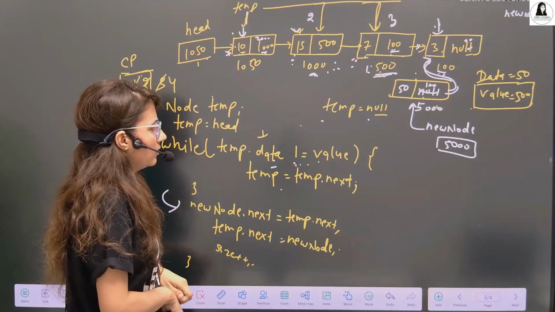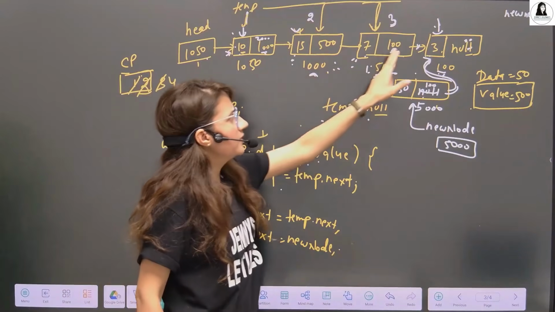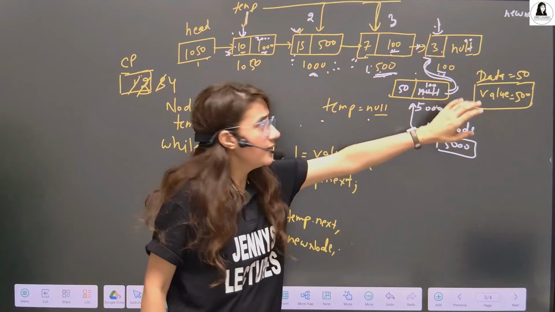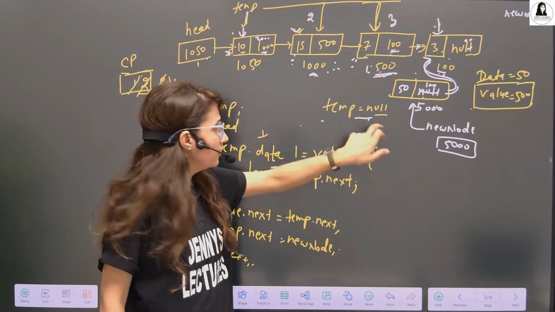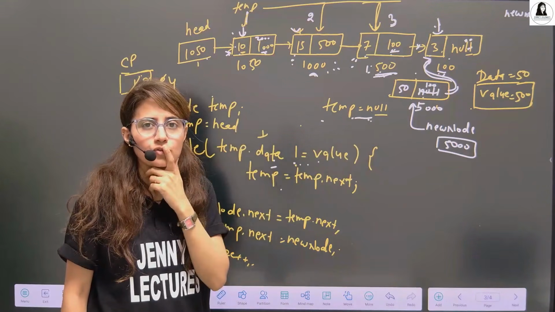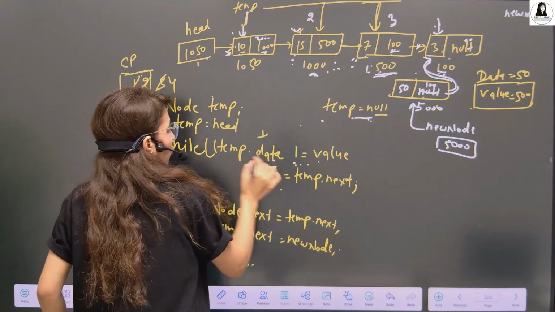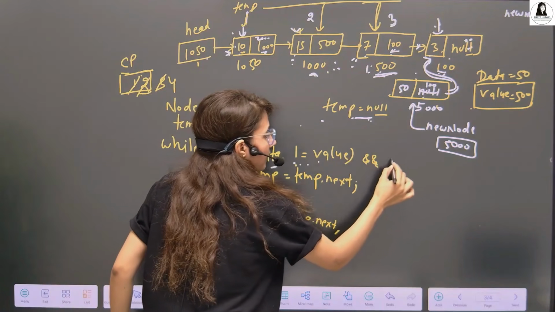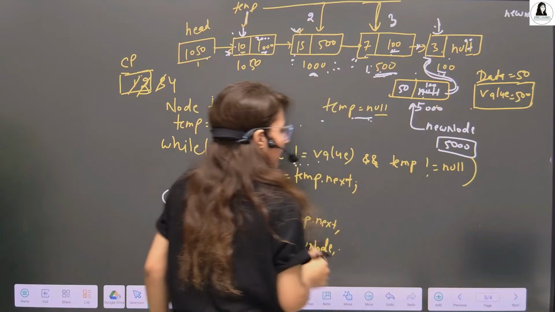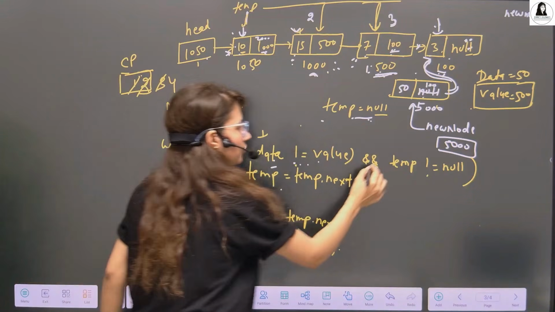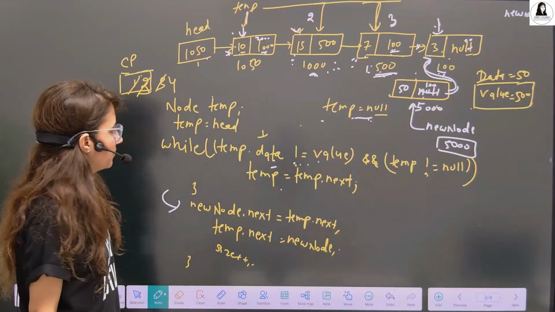So one thing we can do is, I will move temp next, temp next, temp next till here. I don't want null in my temp, because if in temp I have null, you will get a null pointer exception. So maybe I can update one condition like this, and my temp not equal to null. Till then we move. Let's see.